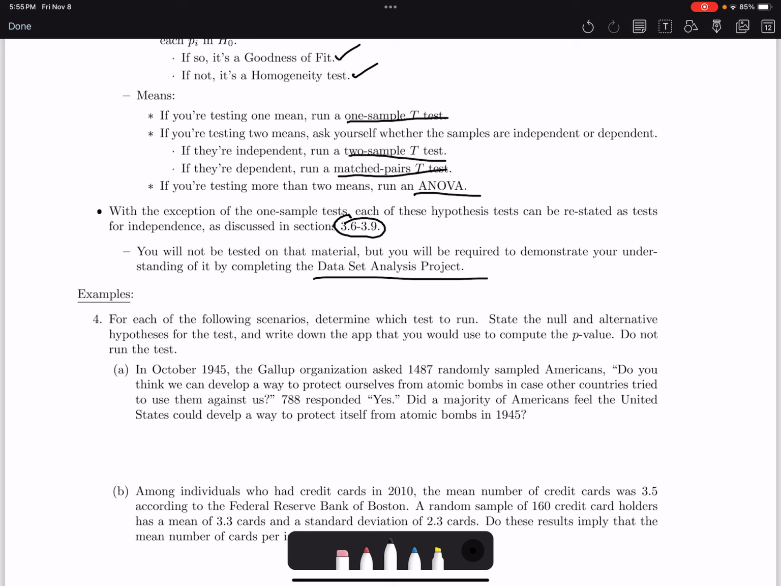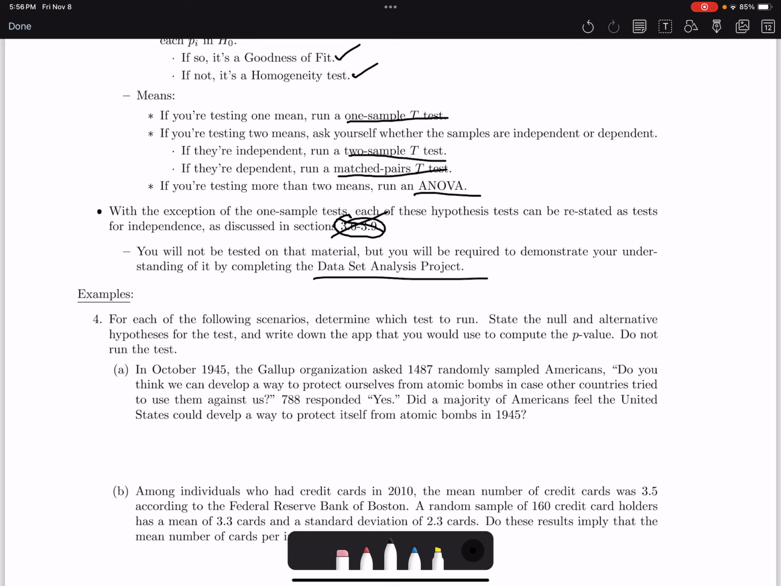And by the way, any of the hypothesis tests that we've talked about, with exception to the one sample tests. So with exception to the one sample t-test and the one sample proportion test, the other 7 tests that we covered, they could all be stated in terms of independence. They could be rephrased in terms of independence. But again, you're not going to be asked to do that on the test. You'll be kind of tested on that by completing the dataset analysis project. So for this test, you can kind of breathe a little bit easy and not worry so much about the material in 3.6 through 3.9.